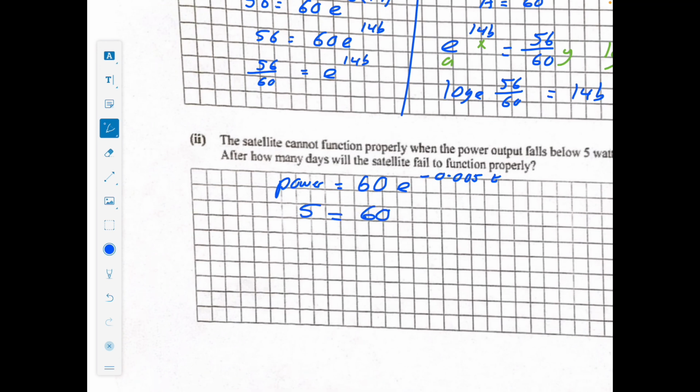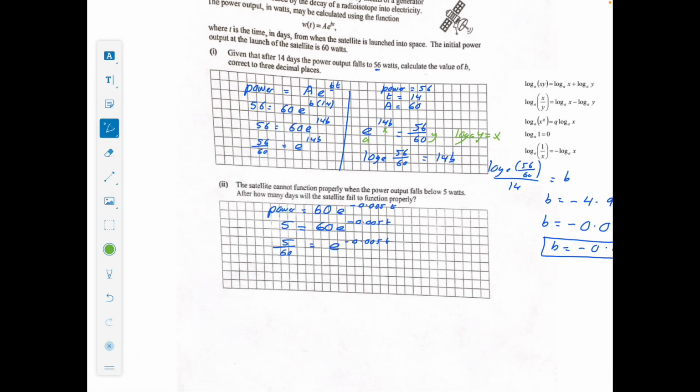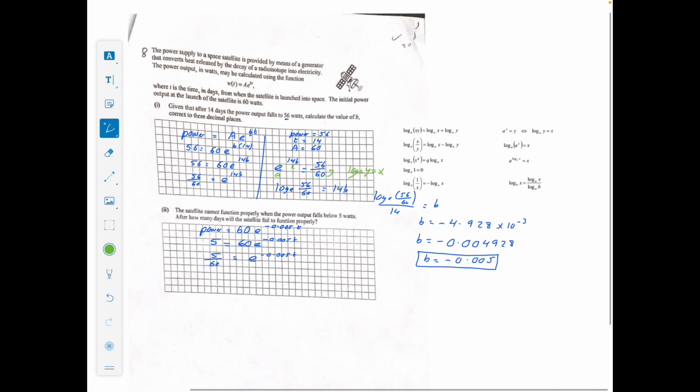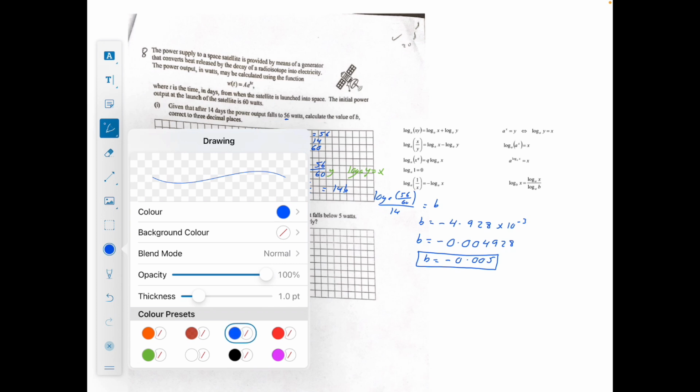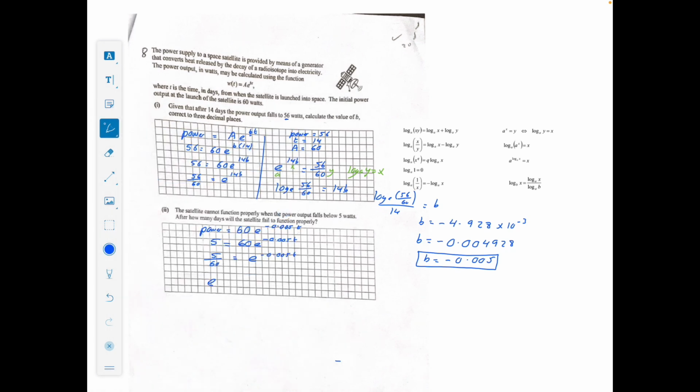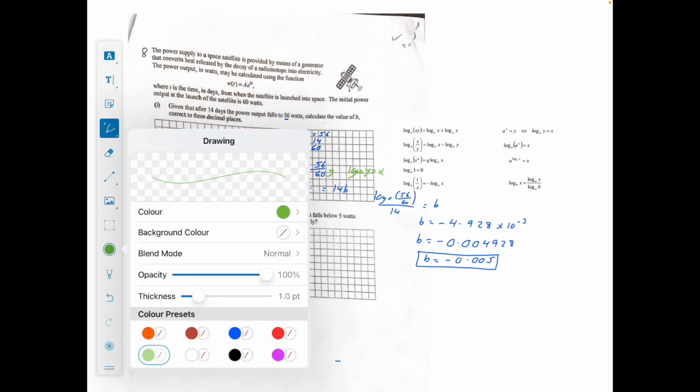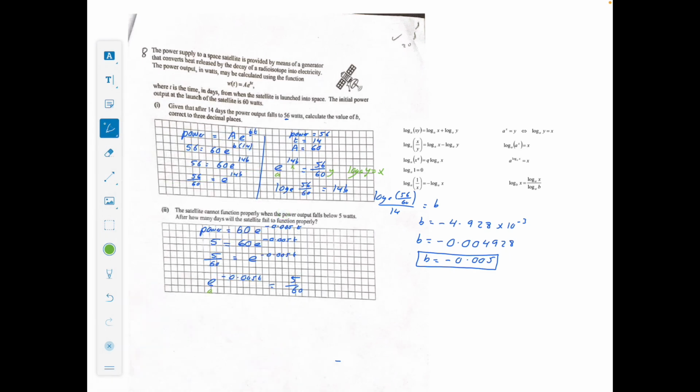Okay, so we're going to let our power be 5, and we're going to solve for t because we're looking for time. So it'll be 5 is equal to 60 e to the minus 0.005t. Divide both sides by 60, so it'll be 5 over 60 is equal to e to the minus 0.005t. Again, same situation here. What we're looking for is in the power, so we need to change it around. I'm just going to reverse this so it matches up with the formula: e to the minus 0.005t is equal to 5 over 60.